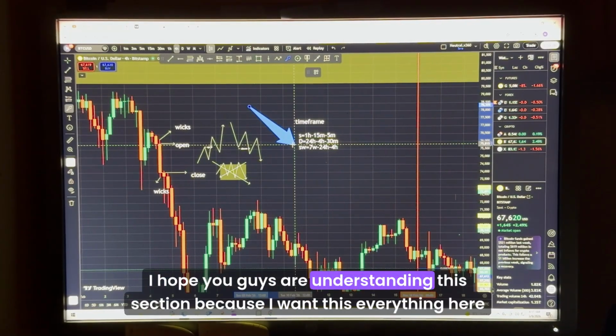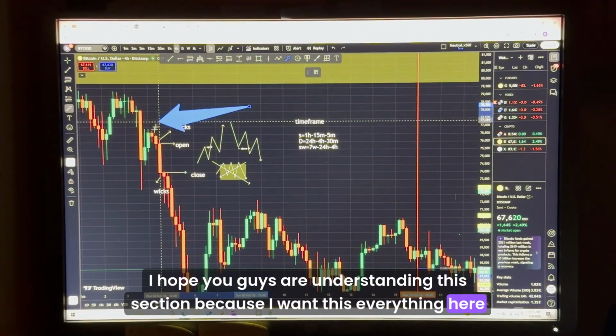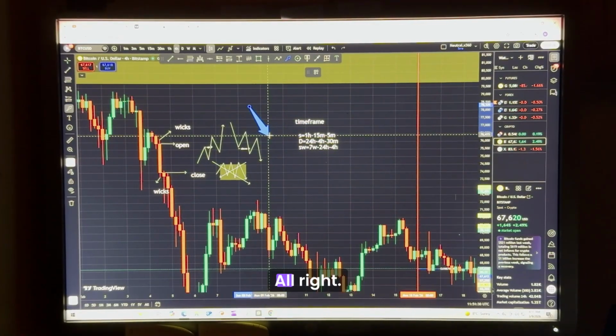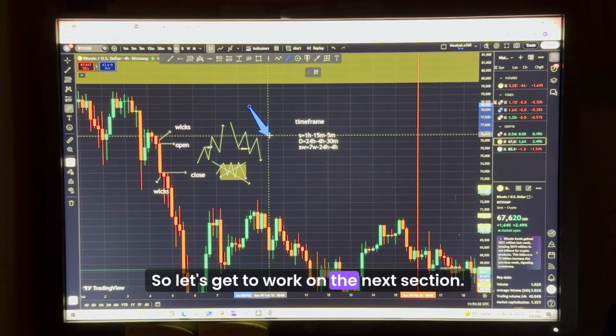I hope you guys are understanding this section, because I want everything here to sink in. That's why I'm putting everything together, so everything will sink in quickly. All right, so let's get to work on the next section.